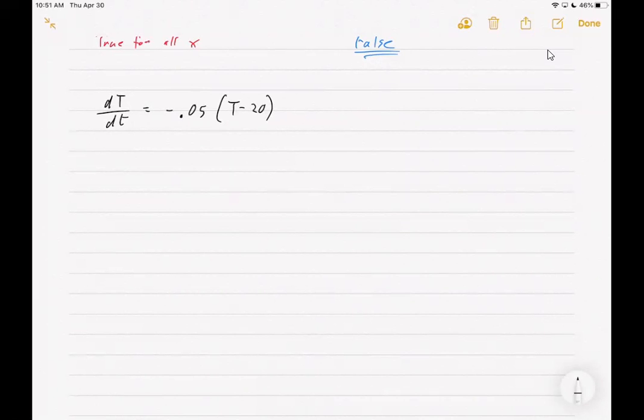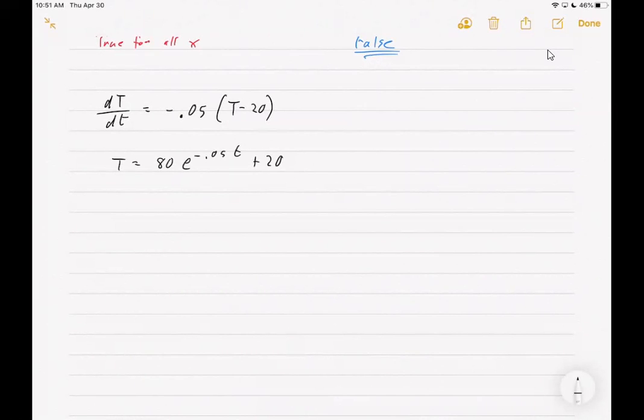Okay, so let's start with a guess. T equals 80 e to the negative 0.05t plus 20. It wasn't a guess. I know what the answer is. So let's see what happens when we allow T to equal that.